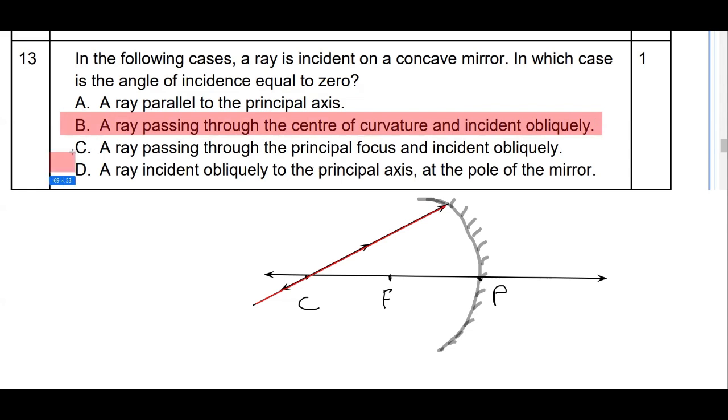So this is again not correct, because if a ray is made to pass through the principal focus, after reflection it should become parallel to the principal axis.